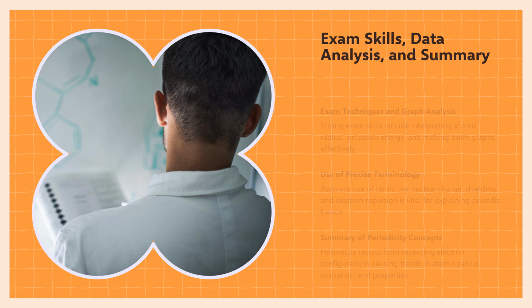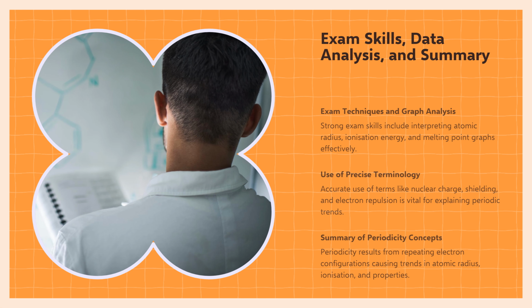Success in periodicity questions depends on strong exam technique as well as conceptual understanding: interpreting graphs of atomic radius, ionization energy, and melting point, identifying general trends and explaining anomalies. Using precise terminology such as nuclear charge, shielding, subshell, and electron repulsion is essential. In summary, periodicity explains how and why element properties change across periods and down groups. Understanding these trends helps predict chemical behavior.